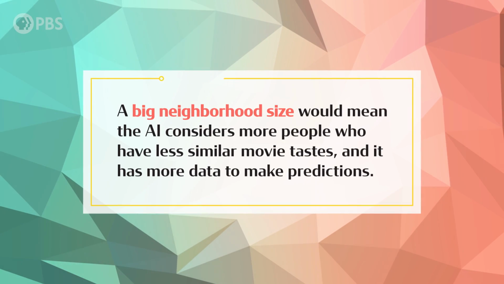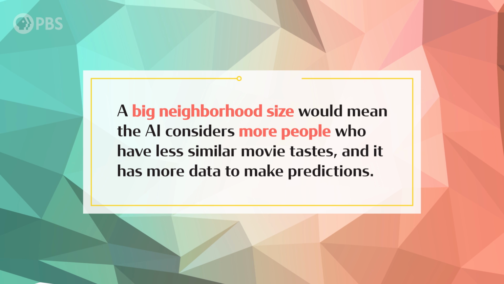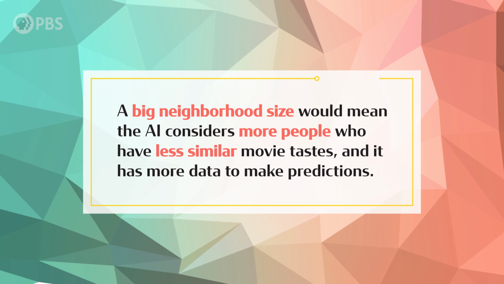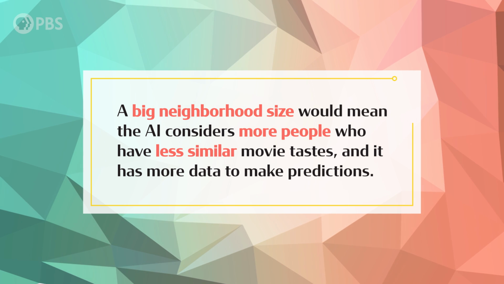A big neighborhood size would mean the AI considers more people who have less similar movie taste, and it has more data to make predictions. So I'm more likely to get movie recommendations that are generally popular and more widely known. Figuring out the best approach to clustering requires a lot of tinkering, but if someone did work on it, they can make a video streaming service that can recommend videos to billions of different people online.